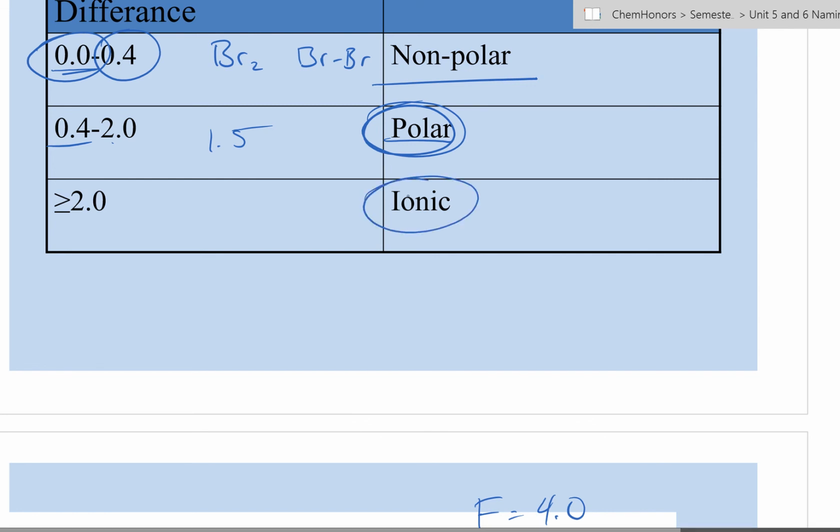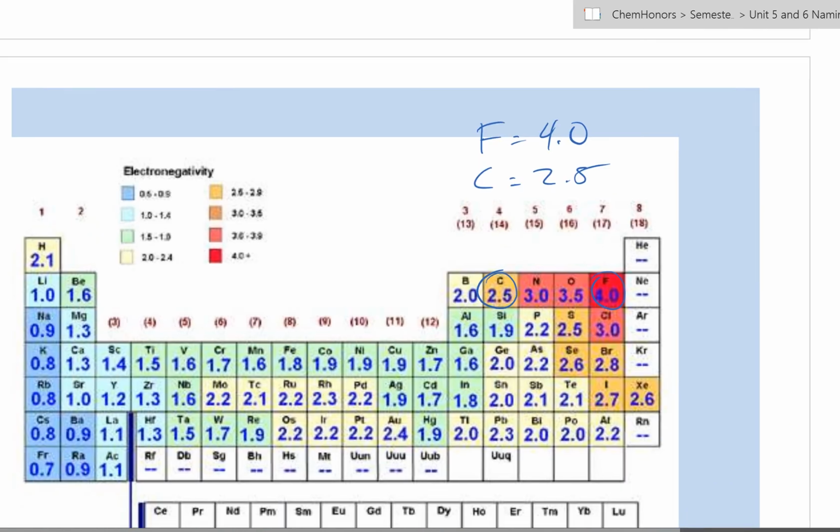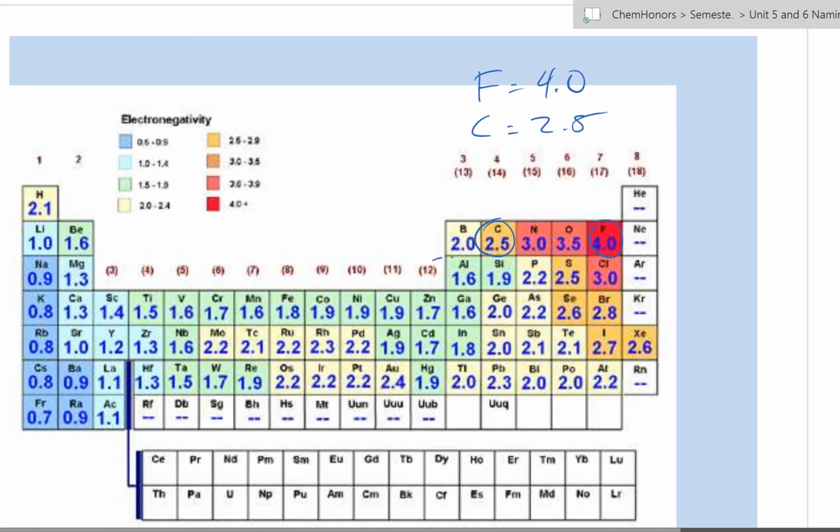And then lastly, ionic can be determined based on an electronegativity difference greater than 2. The easiest way to determine if something is ionic is if there's a metal. You'll notice that our metals over here, aluminum, gallium, tin, lead, all have incredibly small electronegativities, all the way down to 0.7. So anytime they bond with a nonmetal, you're going to end up with a very big electronegativity difference, which tells us whether it is ionic, polar, or nonpolar.